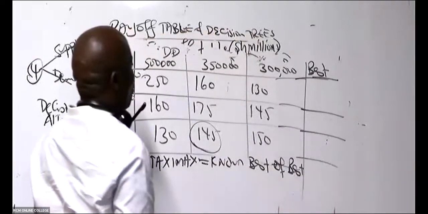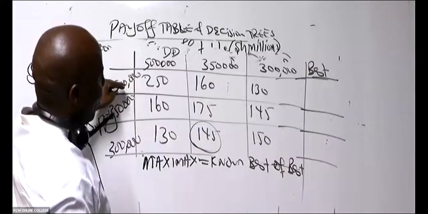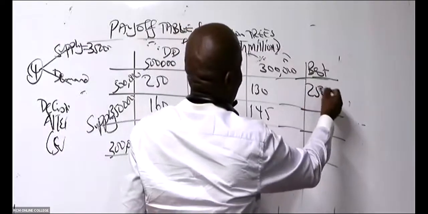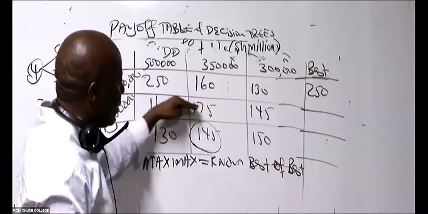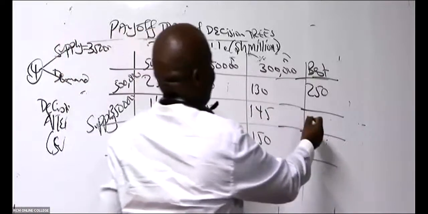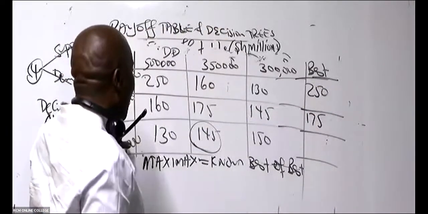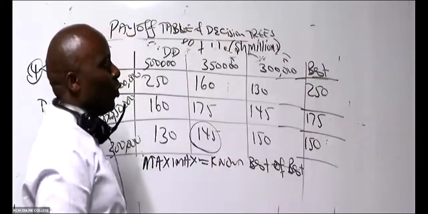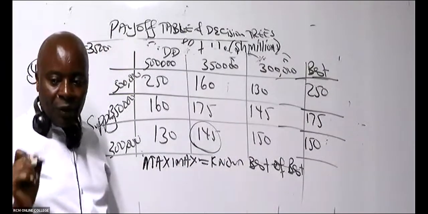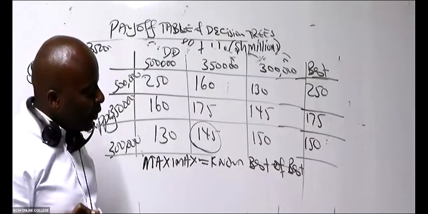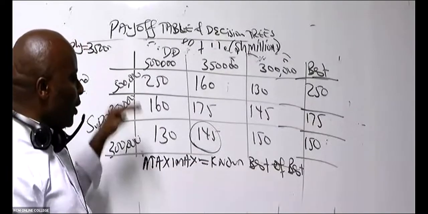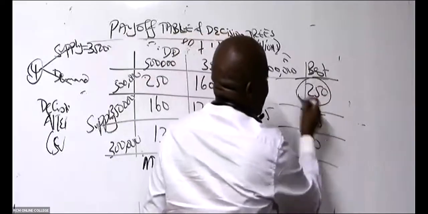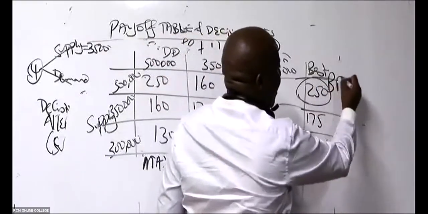So you move for each row. Like now row number 1, the very best profit is 250. The very highest here is 175. Then the very highest here is 150. And then amongst the best, you pick the very best. Which one is the best of the best? 250, isn't it? Because maxi is best of the best. So 250 is the highest here. This is what we call BB, best of best.